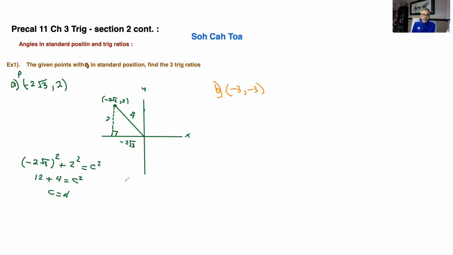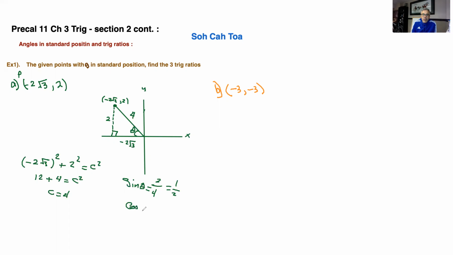Now I could find out what my sine theta is. And always that's where we put theta, between the terminal arm and the x-axis. We call this the terminal arm. So it will be 2. So the sine will be opposite over hypotenuse, so 2 over 4, which reduces to 1/2.